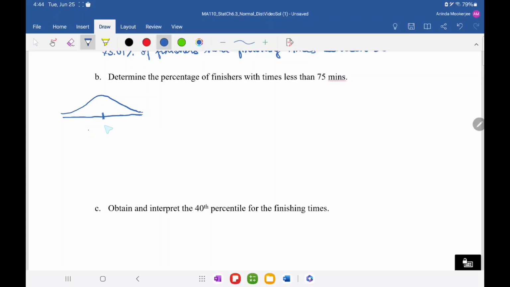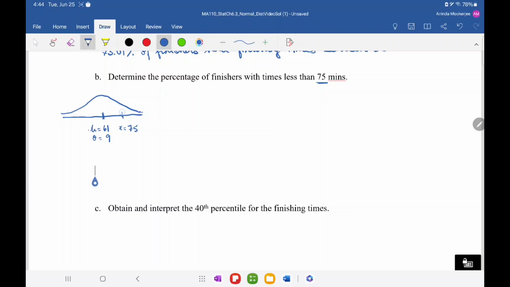So in the center point is the mean value, the population mean of 61 minutes. Standard deviation is 9 minutes. And our X value here is 75 minutes. So where would 75 be? It would be somewhere to the right of 61. It's greater than 61. So I'm going to mark it somewhere here. All right, so let's mark X equals 75 there.